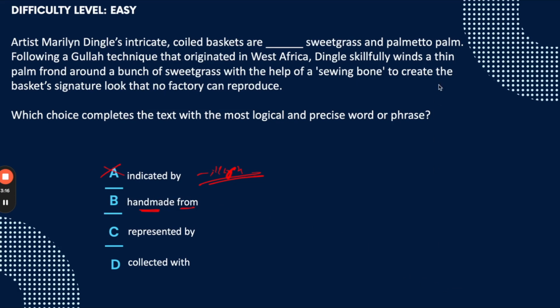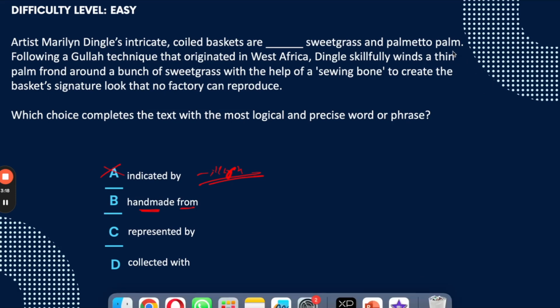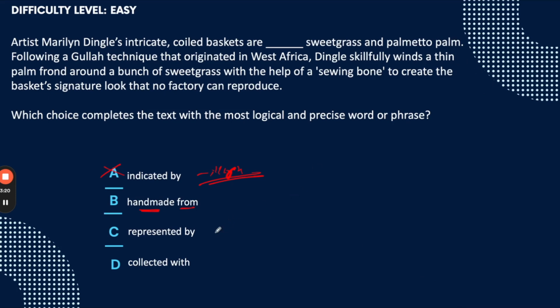Represented by. Baskets are again not represented by materials. This option doesn't make sense. It's not logical to say that they are represented by materials. Again, this option is illogical. There you go. Now the last option is collected with. Now this would mean that the baskets are used to collect the materials, which isn't what the sentence is trying to say. It is made out of those materials, it's not meant to collect those materials. So this is out because again, it's not relevant to the context that's been said.